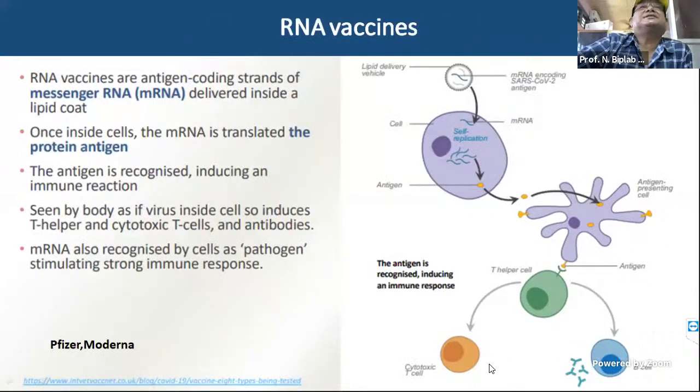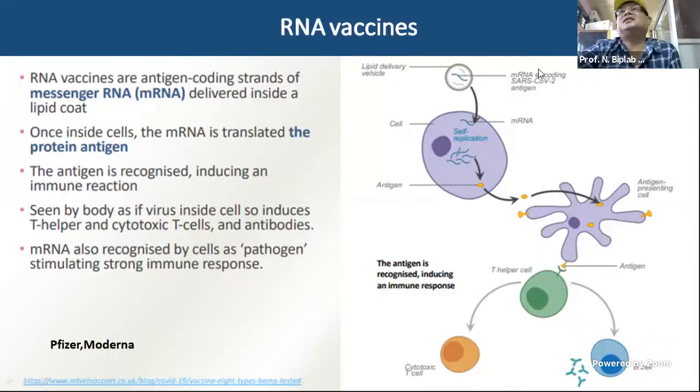Now, RNA vaccines. RNA vaccines are antigen-coding strands of messenger RNA delivered inside a lipid coat. Once inside the cell, the messenger RNA is translated into the protein antigen. The antigen is recognized, inducing an immune reaction seen by the body as if the virus were inside the cell, so it induces the T helper and cytotoxic T cells and antibodies. The messenger RNA is also recognized by cells as a pathogen, stimulating a strong immune response.